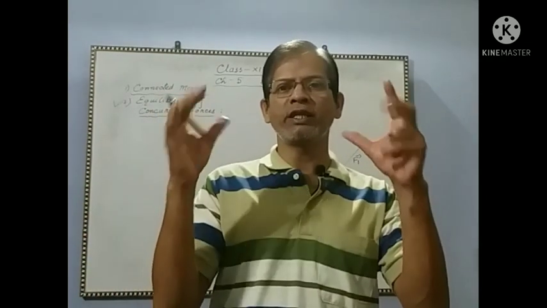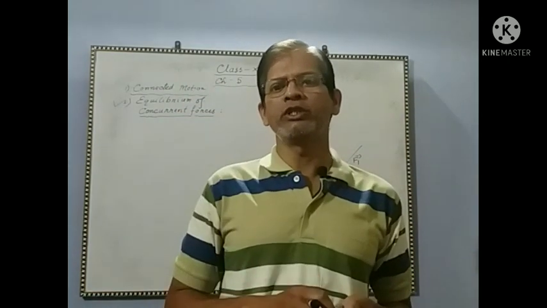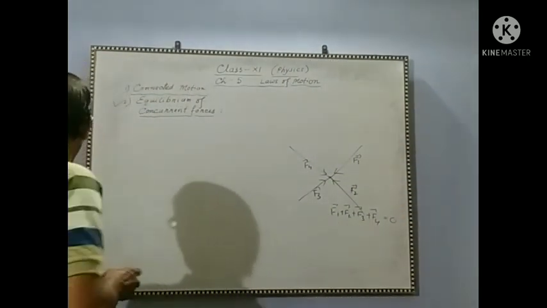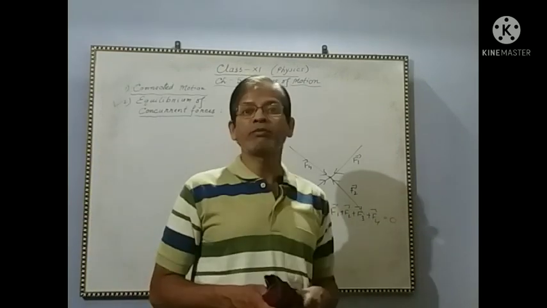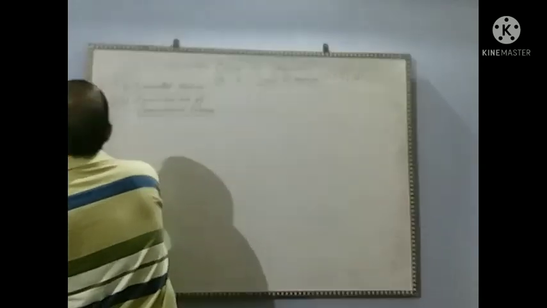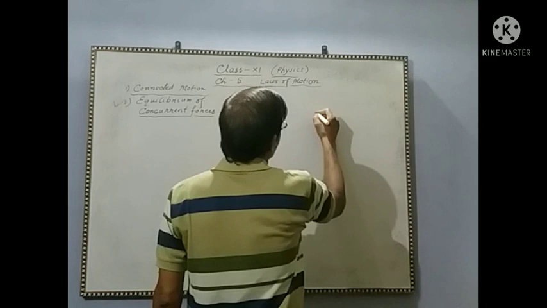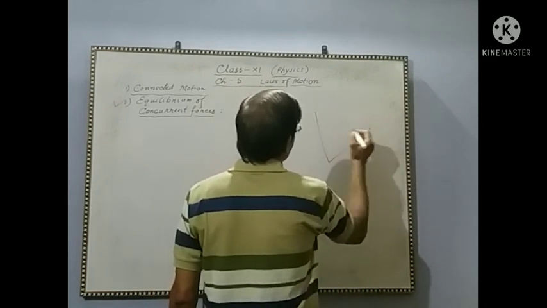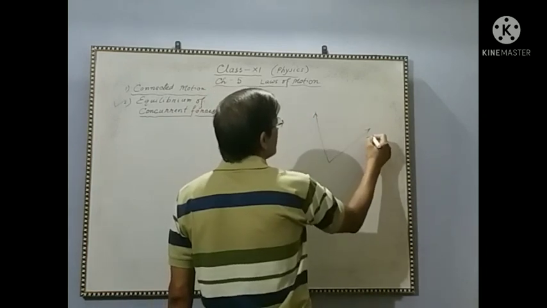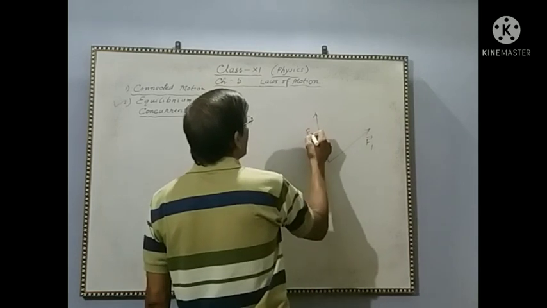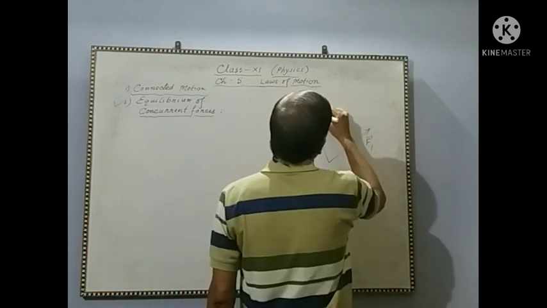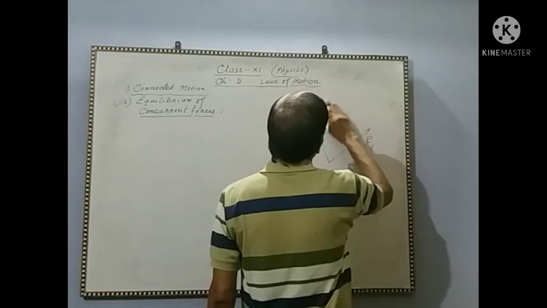If so many forces are acting at a point and their net force is 0, then this is called the equilibrium of concurrent forces. Now we are going to derive an expression for this. Say there are two forces, this and this. This is F1, this is F2, and with these two forces we draw a parallelogram.